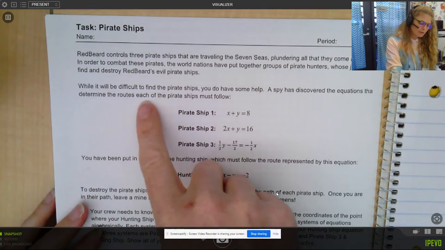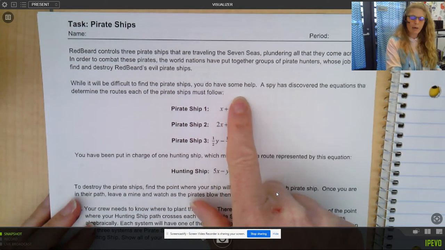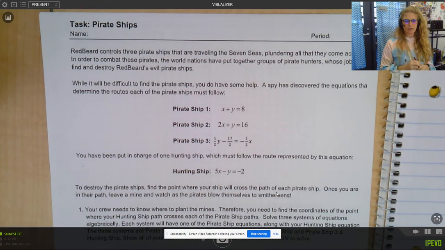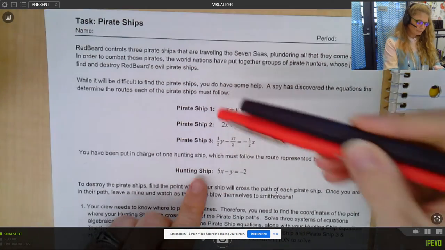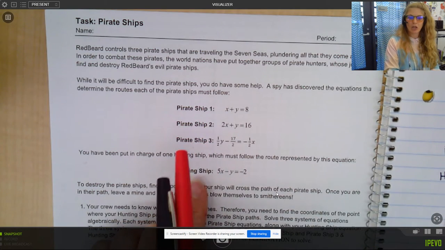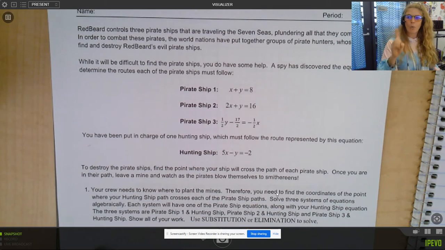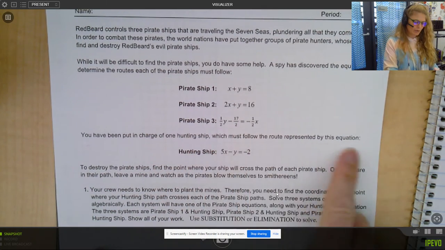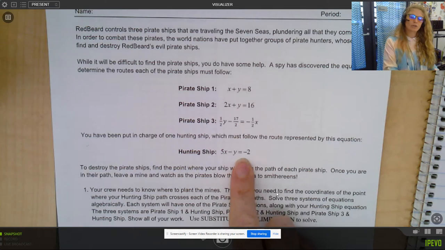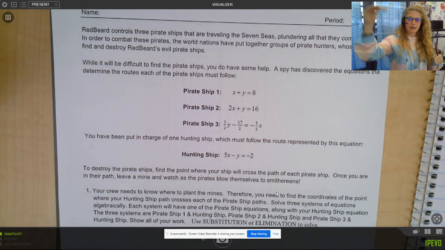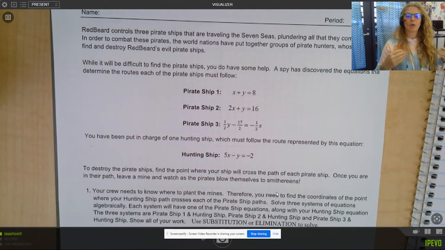Okay, so while it's difficult to find the pirate ships, you do have some help. A spy has discovered the equations that determine the routes of each of the pirate ships that they follow. So here are the three pirate ships that you are going to be dealing with. And you've been put in charge of one hunting ship that has to follow this route. So to destroy the pirate ships, we're going to find the point in our linear paths where each pirate ship will cross the path of the hunting ship.